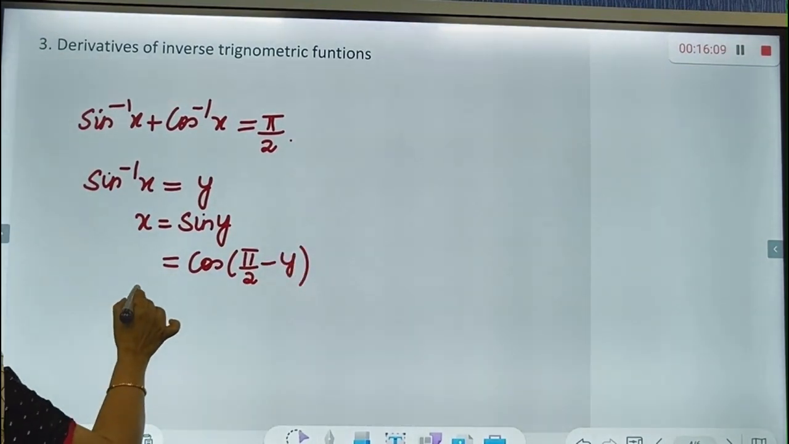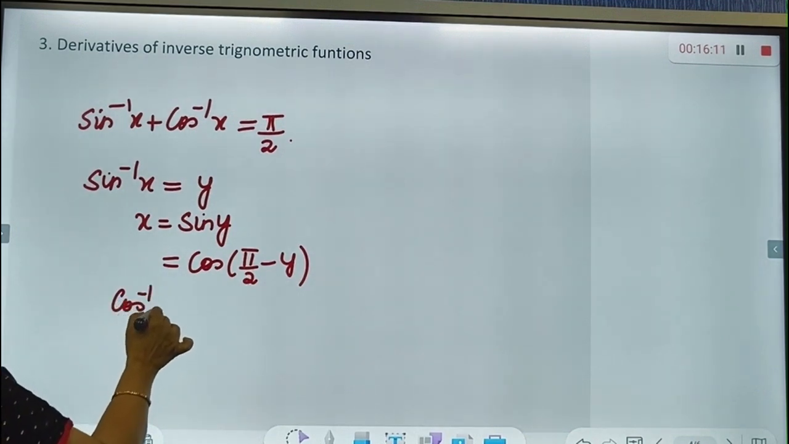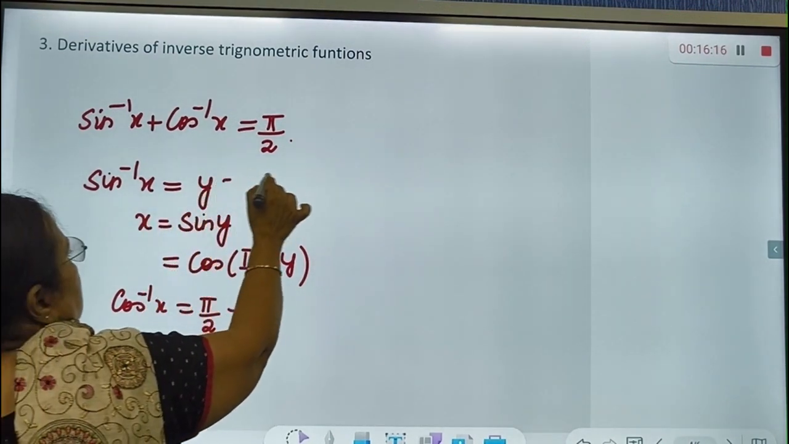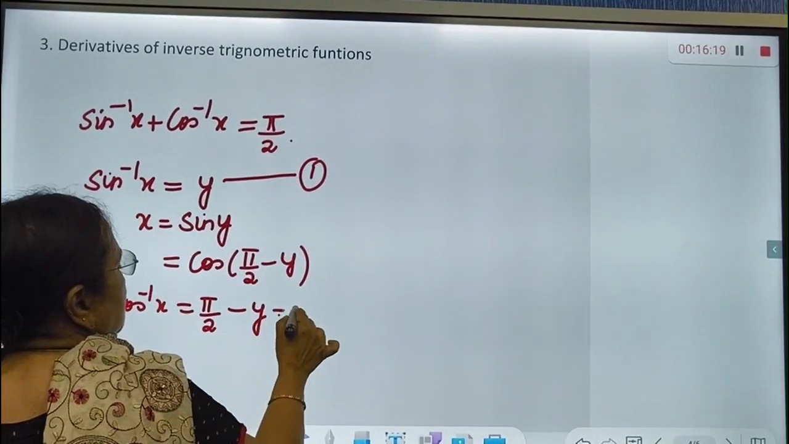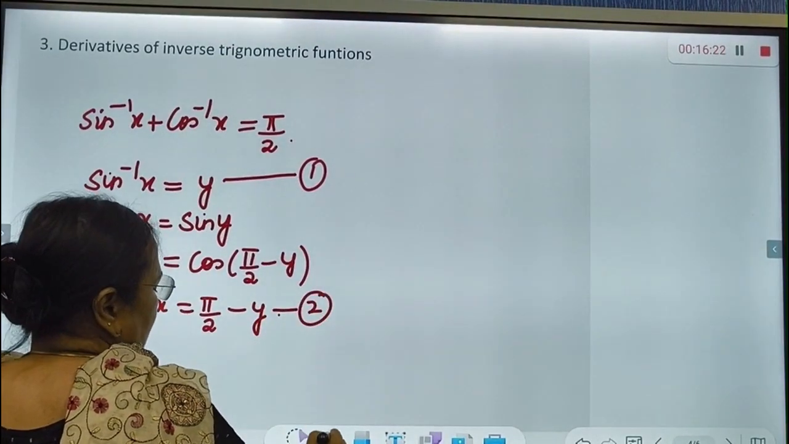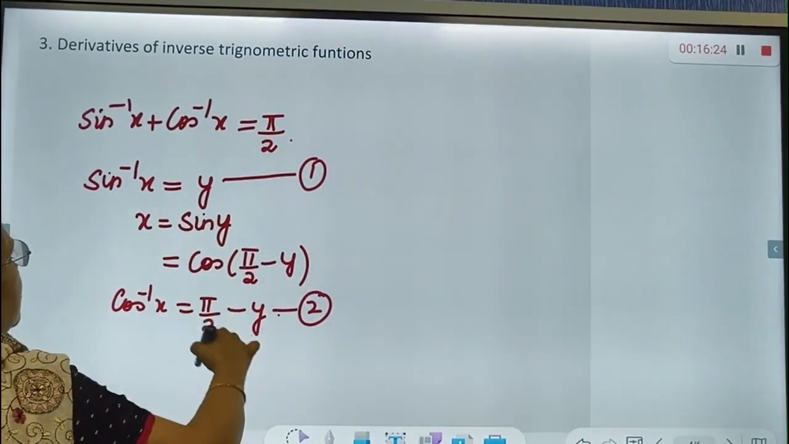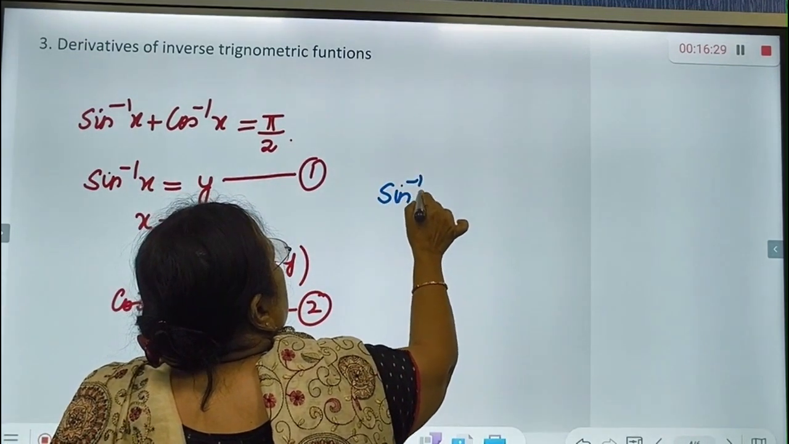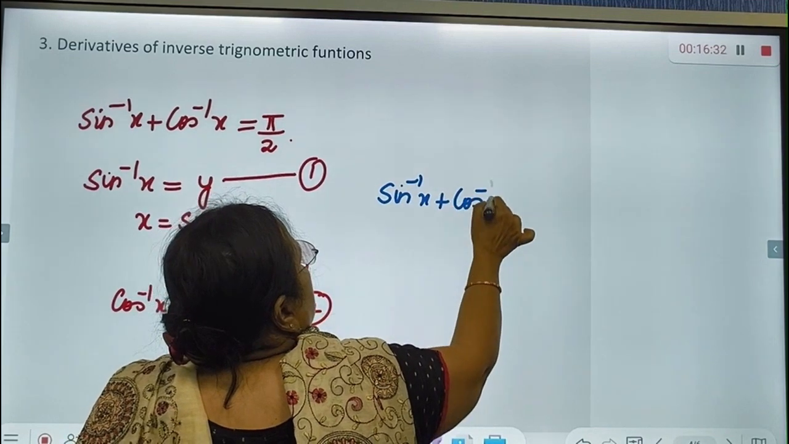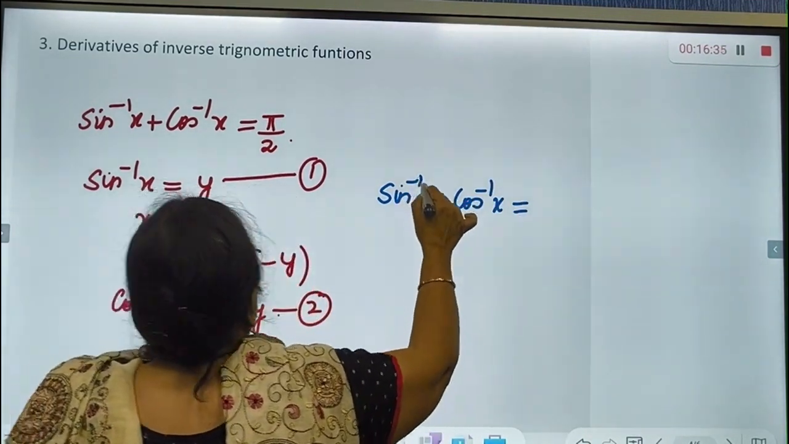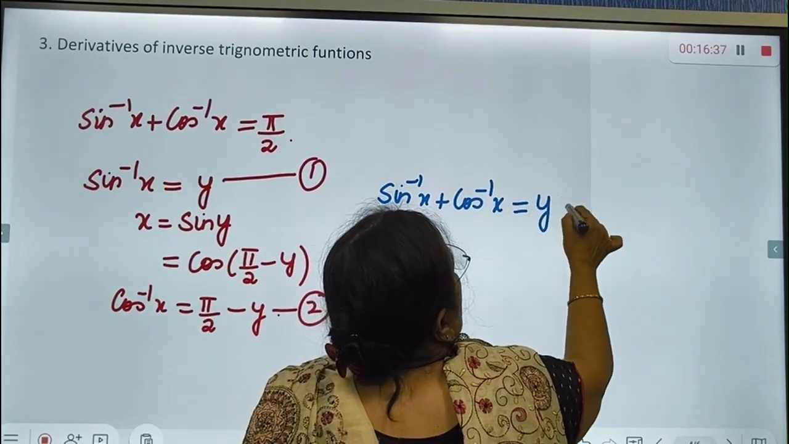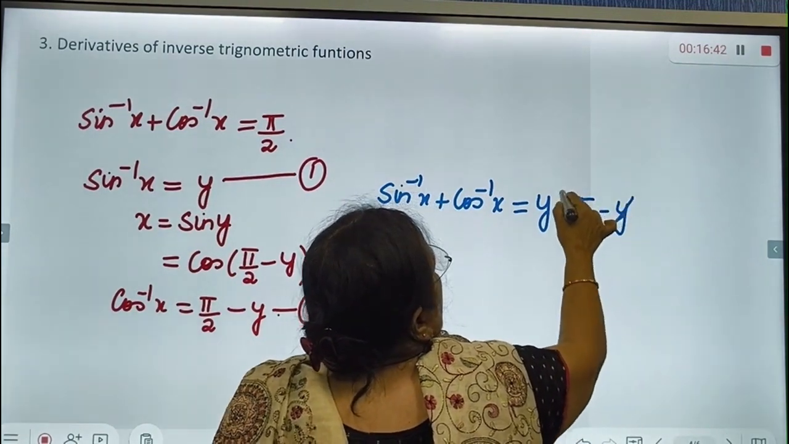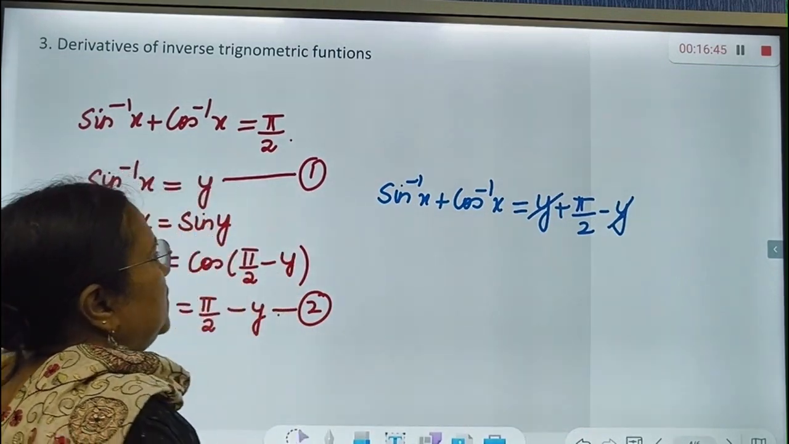Okay, so sin inverse x is y, and cos inverse x is pi by 2 minus y. Combining these two, I am going to substitute: sin inverse of x plus cos inverse of x is equal to sin inverse of x, which I have called y, plus cos inverse of x, which I got as pi by 2 minus y, so it is pi by 2.